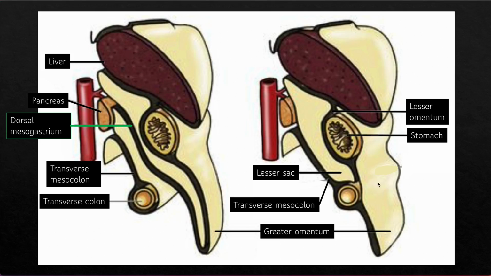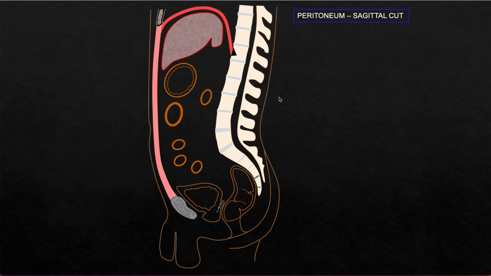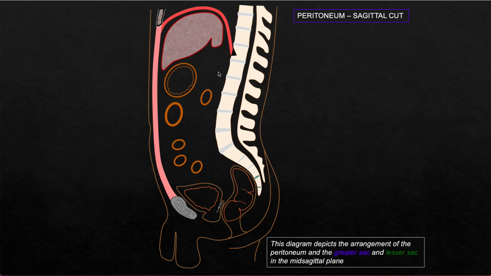Lesser sac and greater sac. Don't mix the lesser omentum with the greater omentum. Omentums are the connections, and sacs are the spaces. So now, let's come back to this section, this sagittal section, where you can see all the organs have been placed.